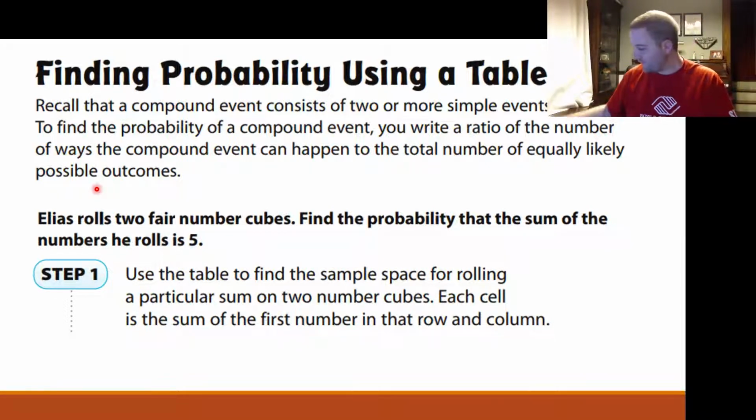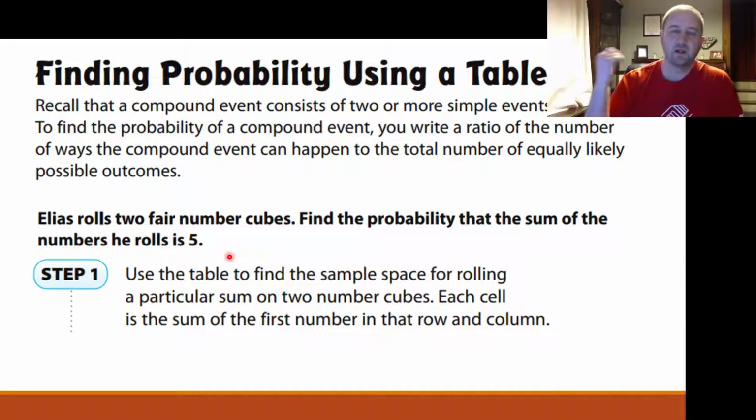All right, so first example. Elias rolls 2 fair number cubes. So basically the number cube is just a dice, right? I don't know why the book loves to call a dice number cubes. We're just going to call them dice, or you can call them number cubes. Either way, whenever it says number cubes, it refers to dice. So Elias is rolling 2 dice. Find the probability the sum of the numbers he rolls is 5.